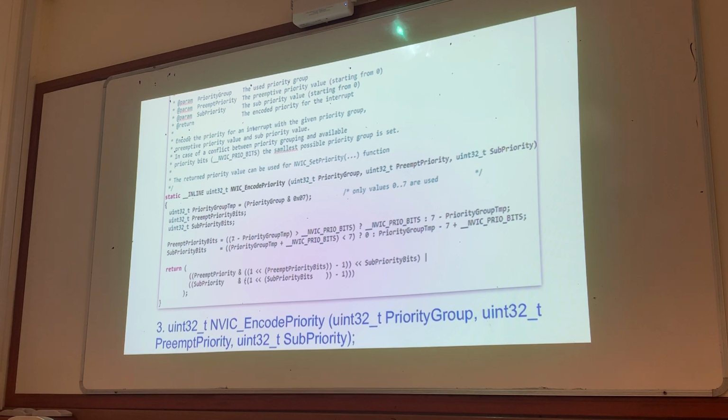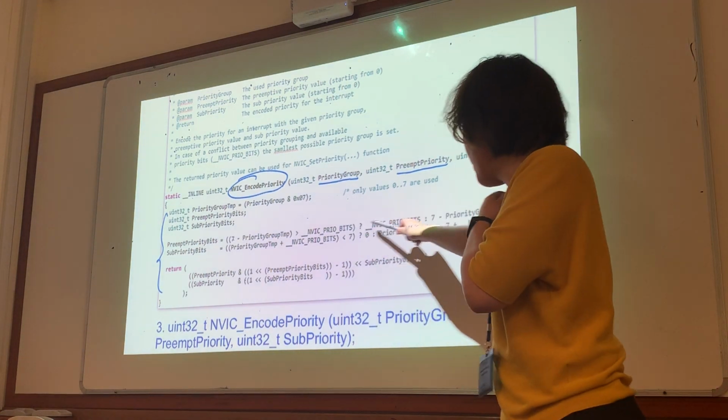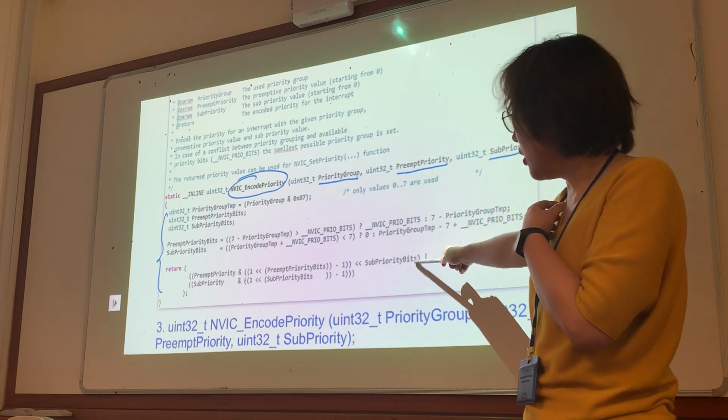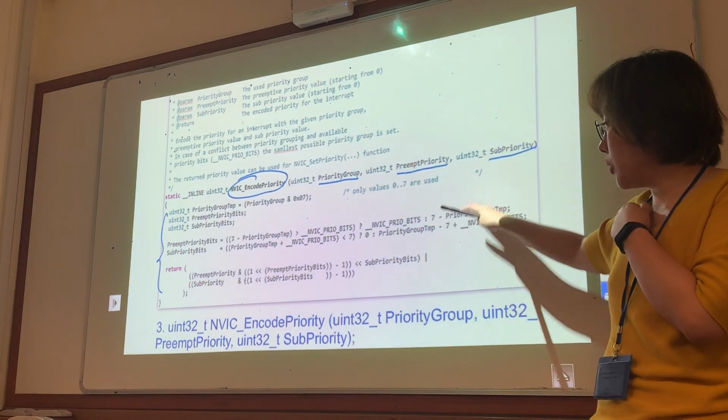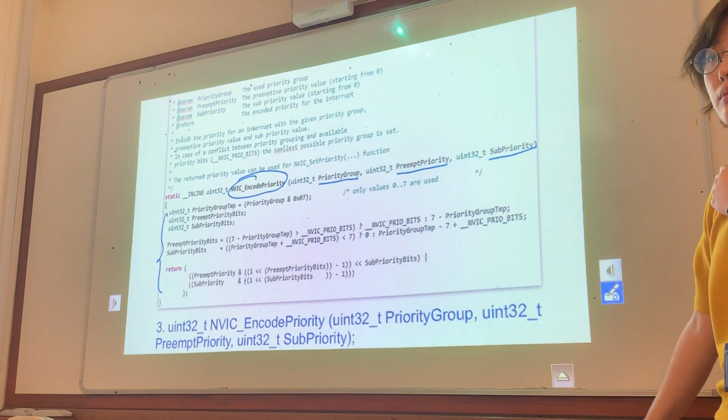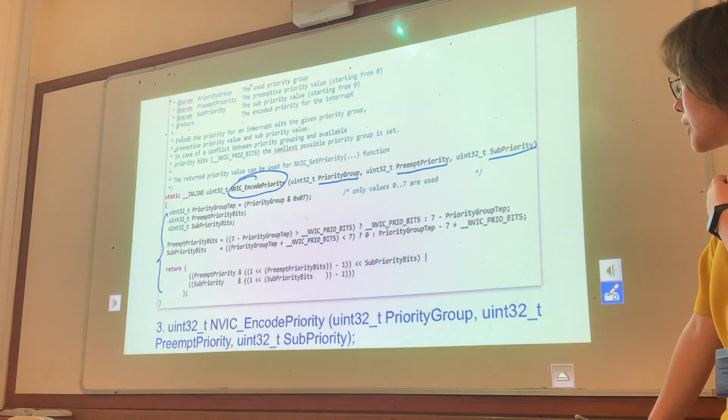Okay, so NVIC encode priority. Here you need a priority group, a preempt priority, and a sub priority. But inside this, if you look carefully, you see it's doing something, but we actually didn't modify any registers. We didn't modify any registers.